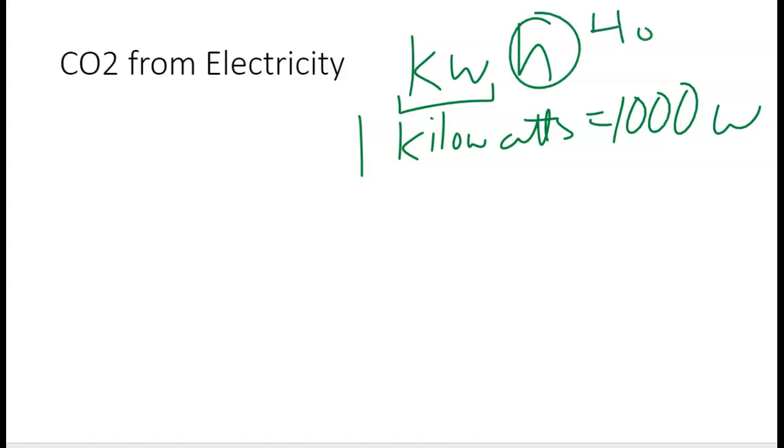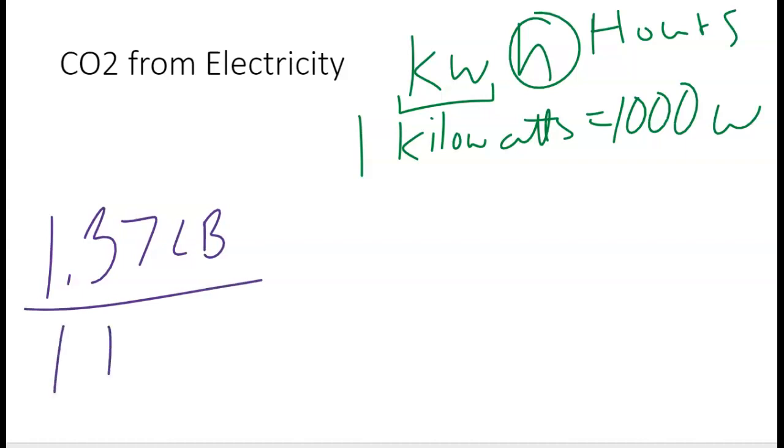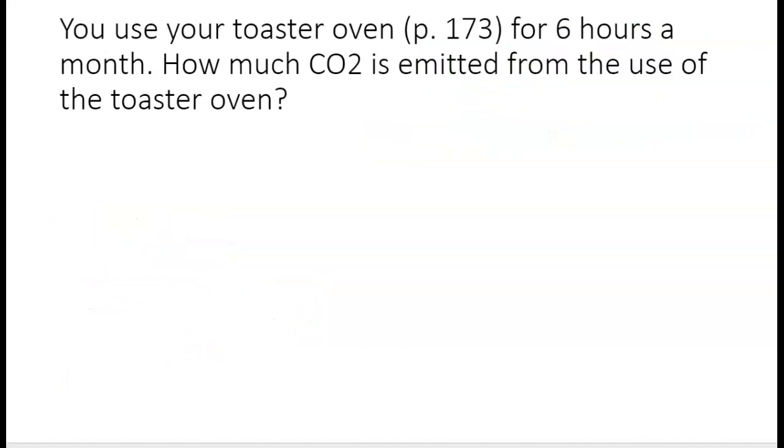Hours is literally just hours, how long you are doing something. Now, CO2 emissions comes in as 1.37 pounds of CO2 for every 1 kilowatt hour. So the key here is that we need to figure out how many kilowatt hours something is using before we can find out the carbon dioxide. So the first step is getting kilowatt hours. So let's jump right in.